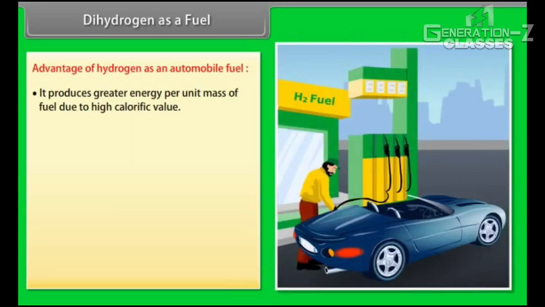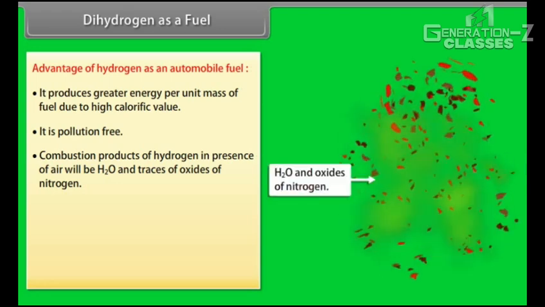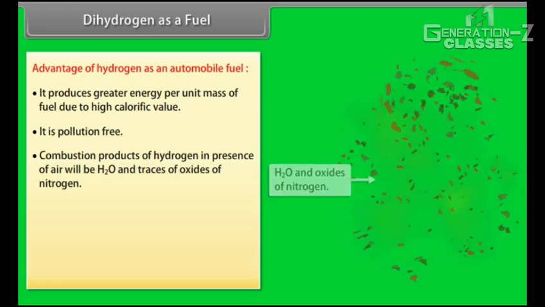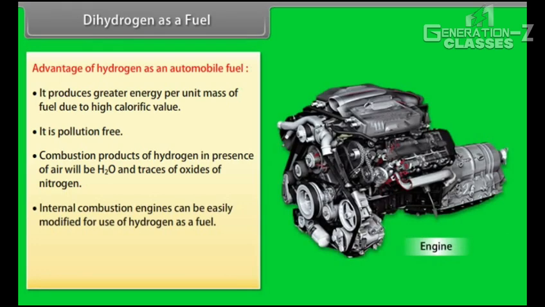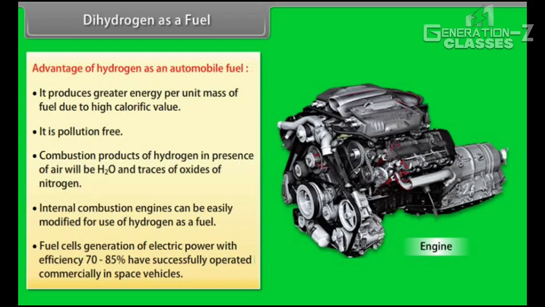Advantage of hydrogen as an automobile fuel. It produces greater energy per unit mass of fuel due to high calorific value. It is pollution-free. Combustion products of hydrogen in presence of air will be H2O and traces of oxides of nitrogen. Internal combustion engines can be easily modified for use of hydrogen as a fuel. Hydrogen fuel cells generating electric power with efficiency 70 to 85% have successfully operated commercially in space vehicles.